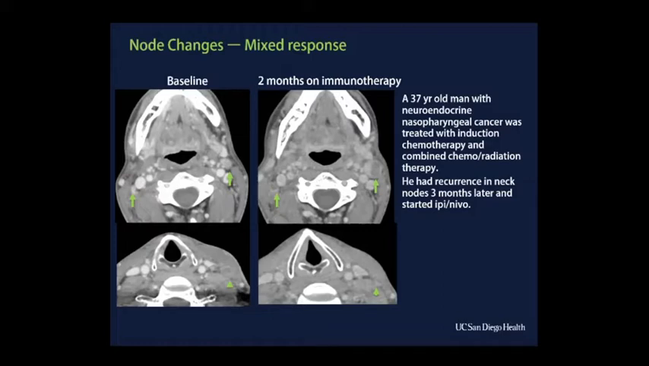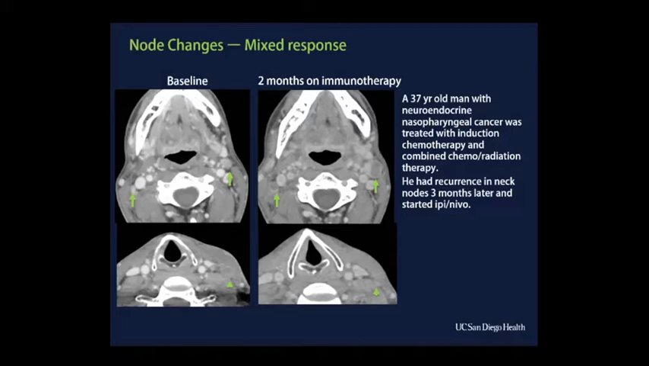In this case, the initial scan, this is a 37-year-old man who had Crohn's disease and then developed neuroendocrine nasopharyngeal cancer. He had been originally treated with induction chemo, combined chemoradiation therapy, and had a very quick recurrence into his neck and to his lymph nodes after his initial standard of therapy. Here's his baseline exam, and you can see the bilateral level 2 lymph nodes, and also we can include the lower cystic one on the left.